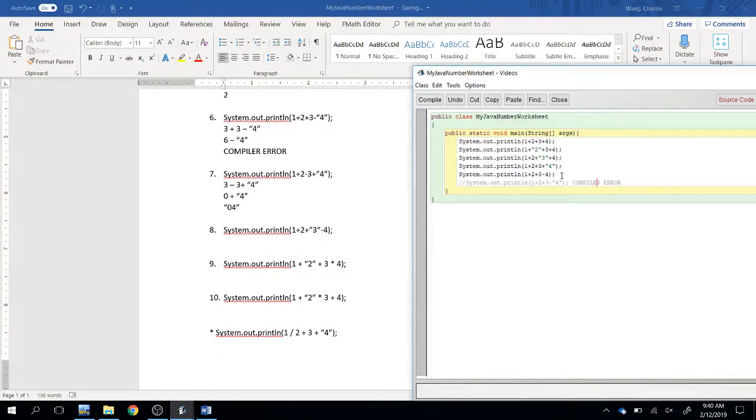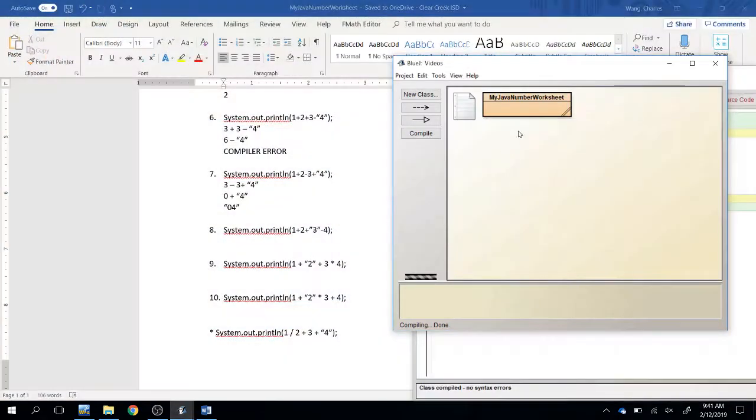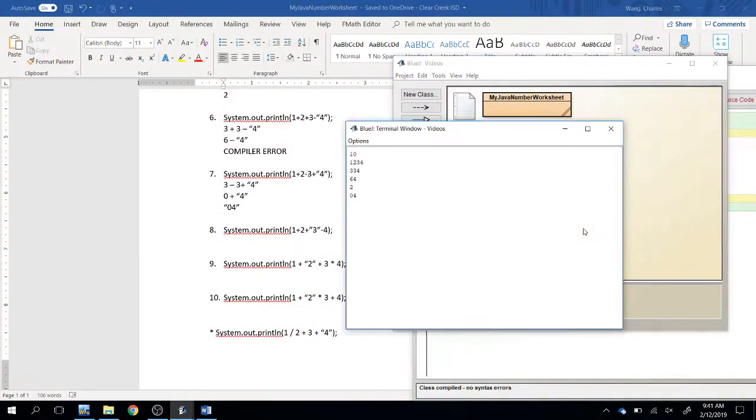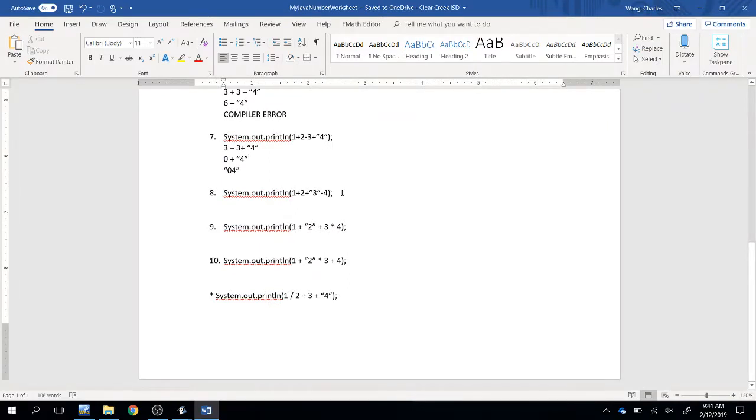Let's try it. This is a string 4. Oh wait, this is, yes. Compile, run. There you go, 0, 4. All right, 4 more problems.